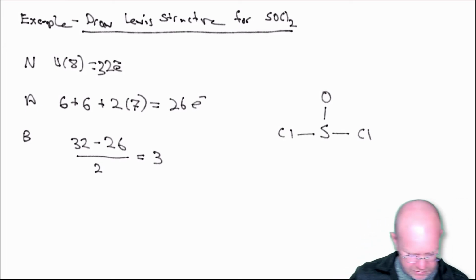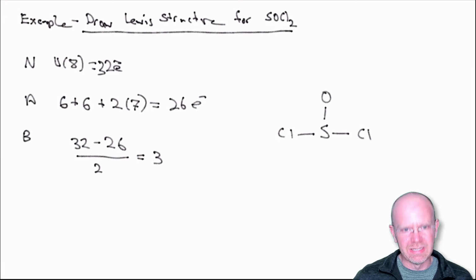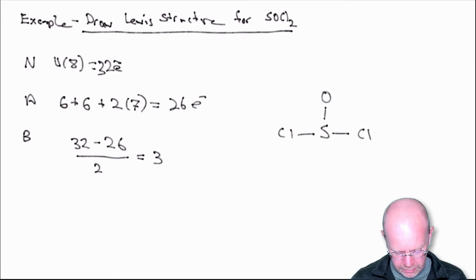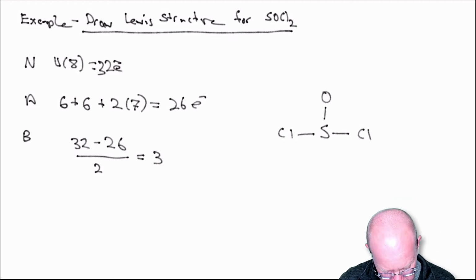So now we've consumed 6 of the available 26 electrons, and now we're going to place the rest of the electrons in such a way that hopefully we can complete the octet of all the other atoms. And so I'm just going to start counting up.